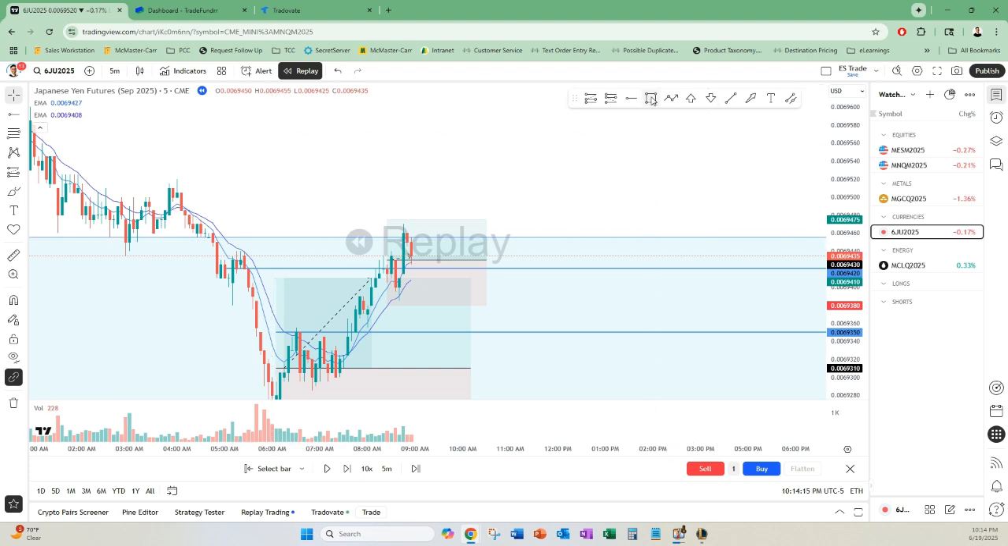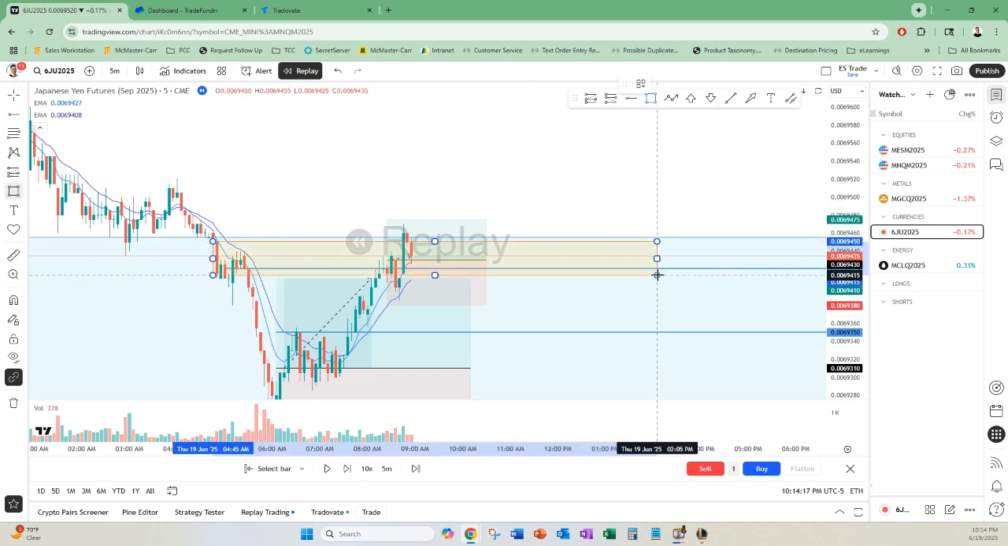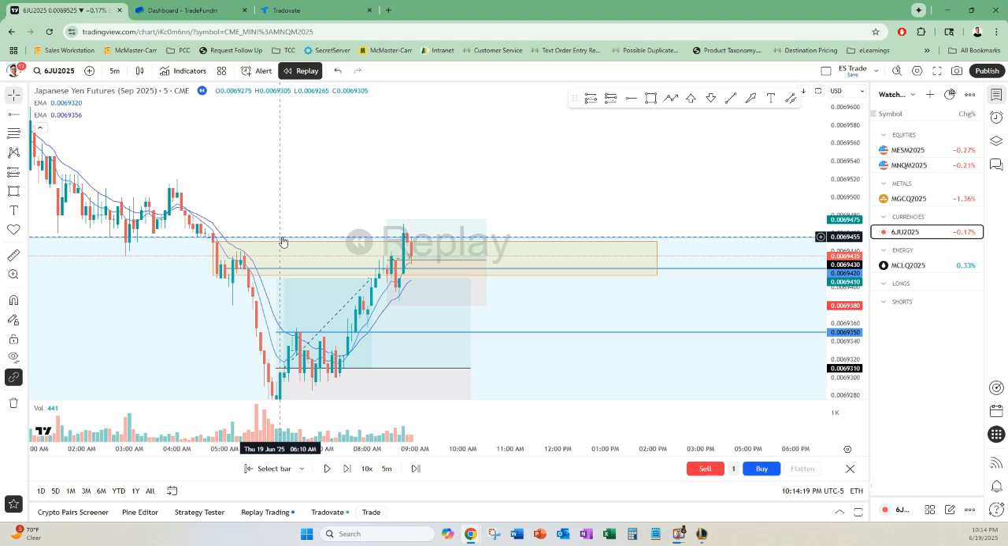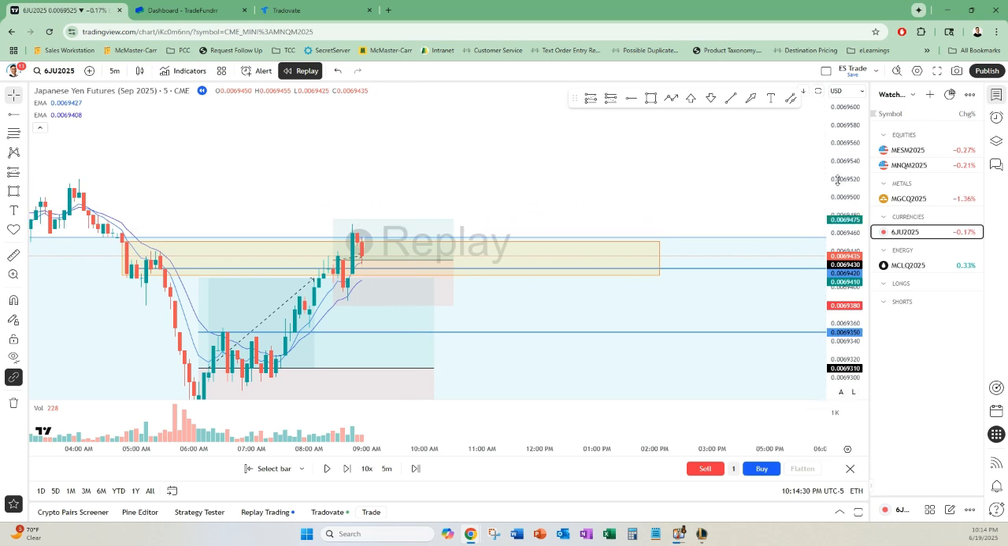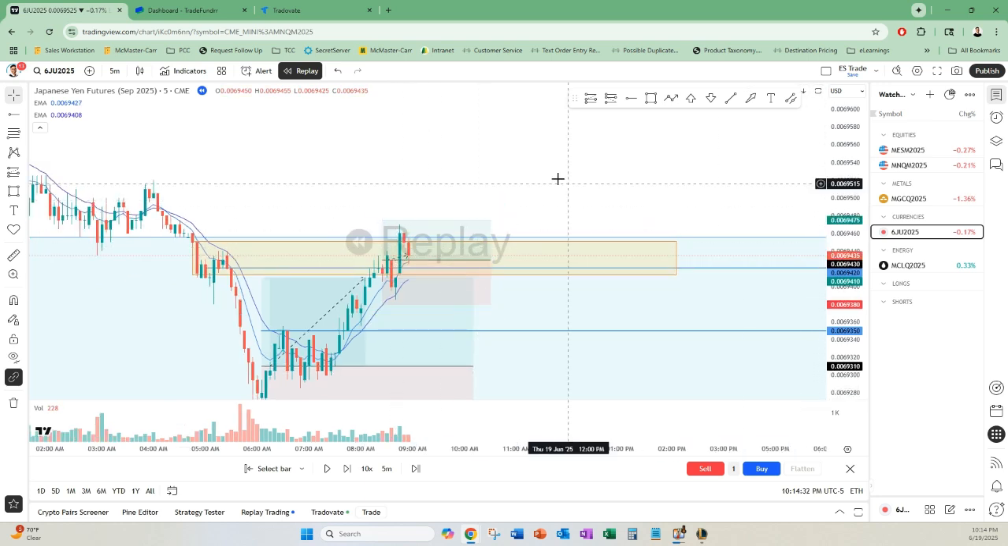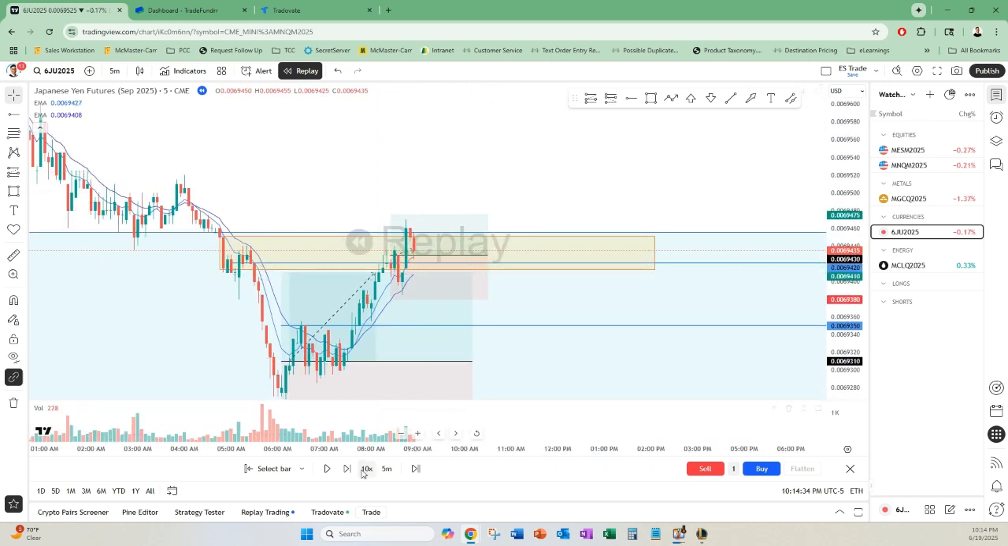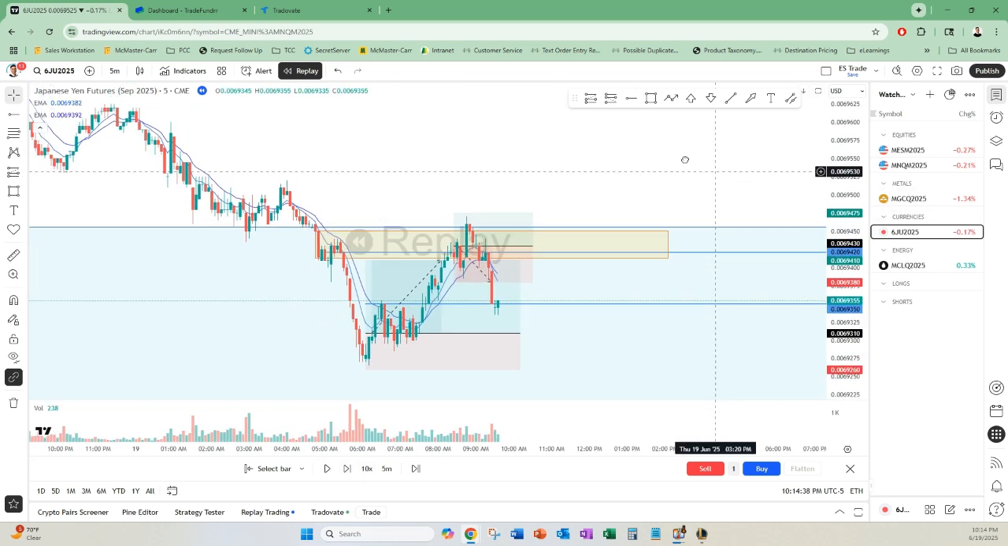Why? Because right here, this is an area that I said that price might have some trouble getting through, and it did. Price came back in, wicks, green bar, red bar, and then a huge green bar. So I would say the buyers took control at this point. So I was looking to go long back here and got in, and then almost immediately stopped out.